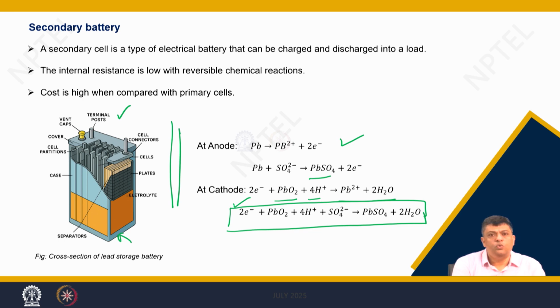And if you reverse the reaction or desulphate, then you get back lead oxide and you can recharge the batteries n number of times, because the reactions are reversible.